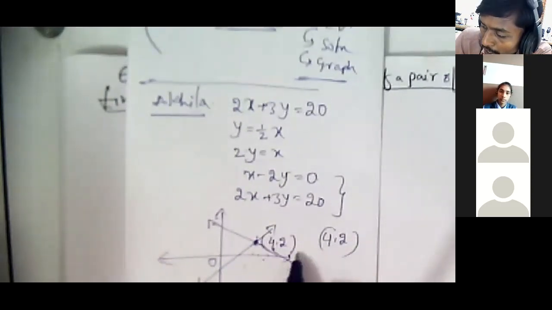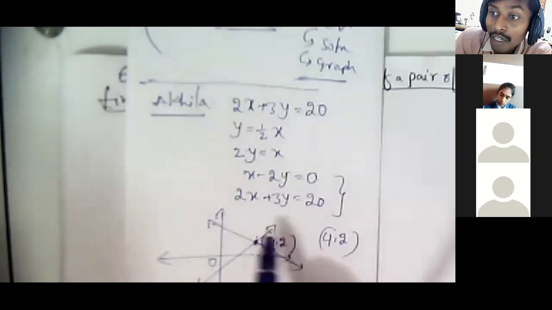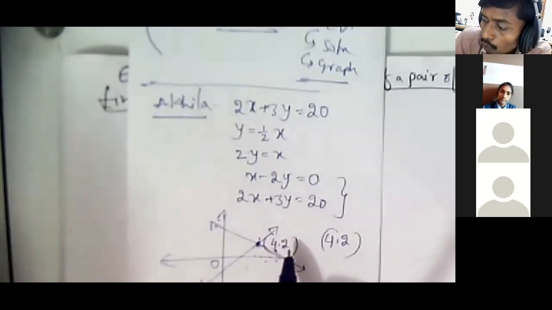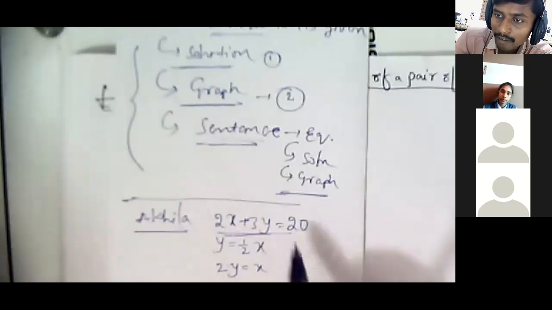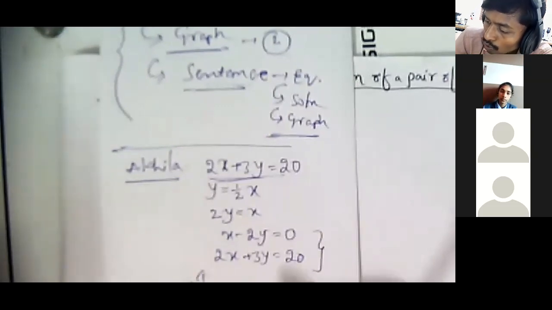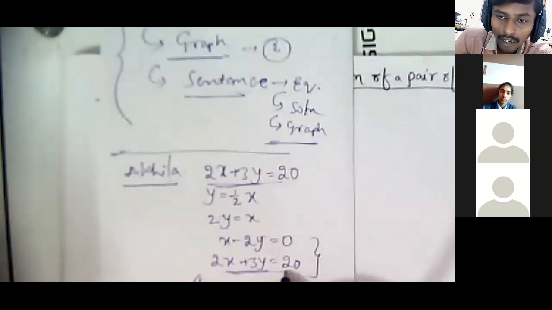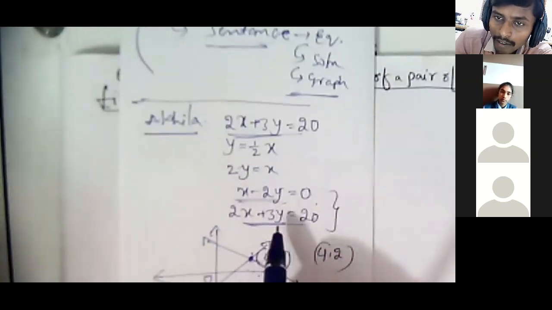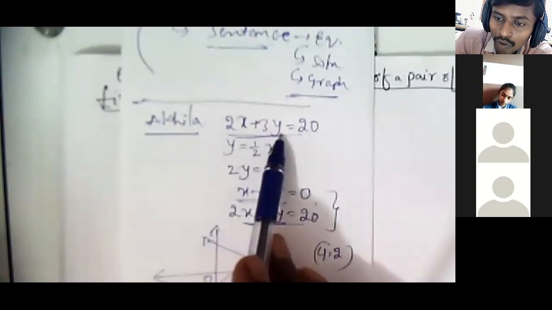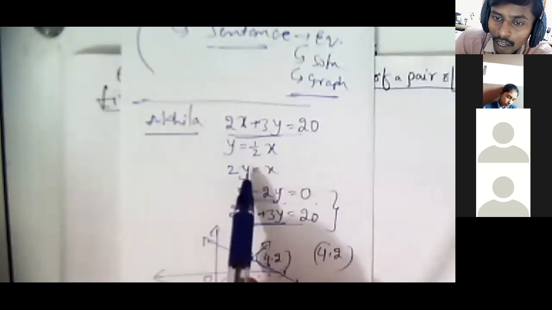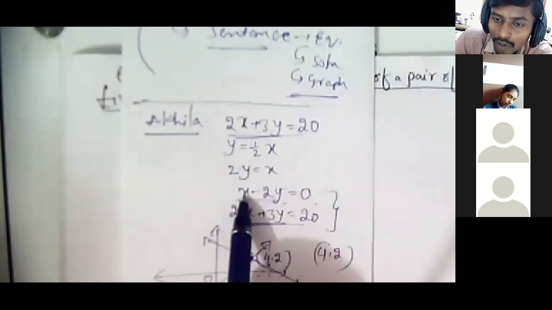What is the property of this point? See, we can put x is equal to 4, y is equal to 2 in the first equation. And put x is equal to 4, y is equal to 2 in the second equation, x minus 2y is equal to 0. In the second equation, what is the change observed? Substitute x is equal to 4, y is equal to 2 once again, and for this equation also.